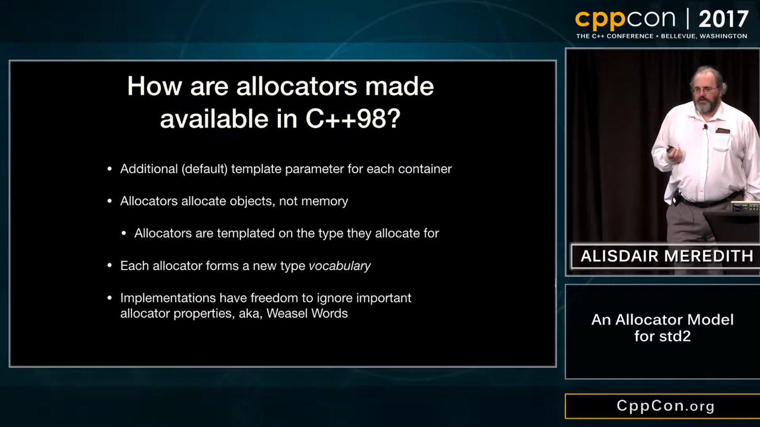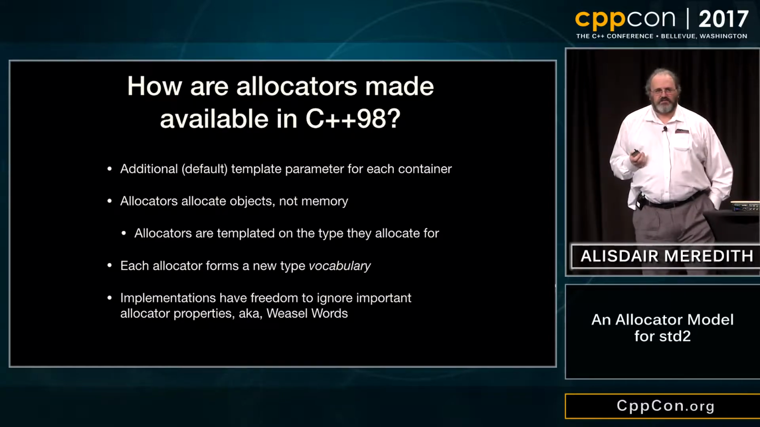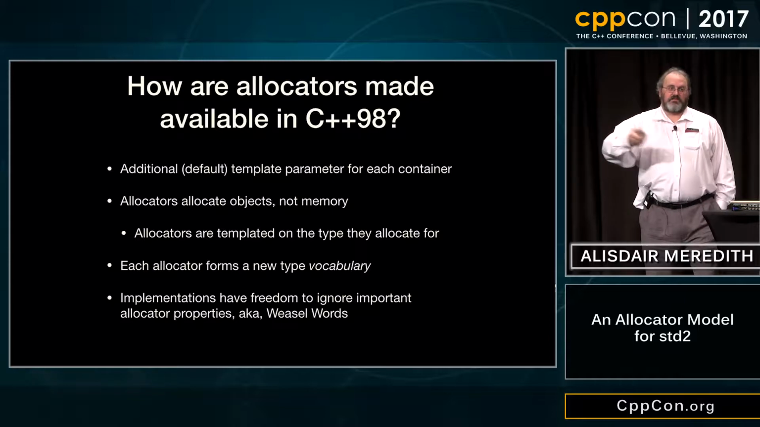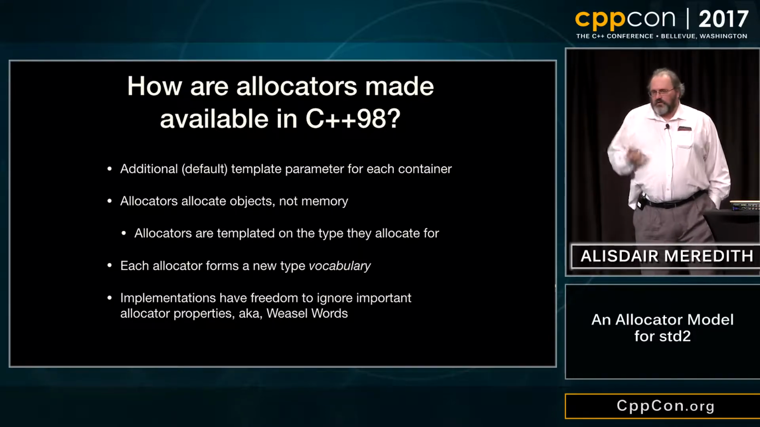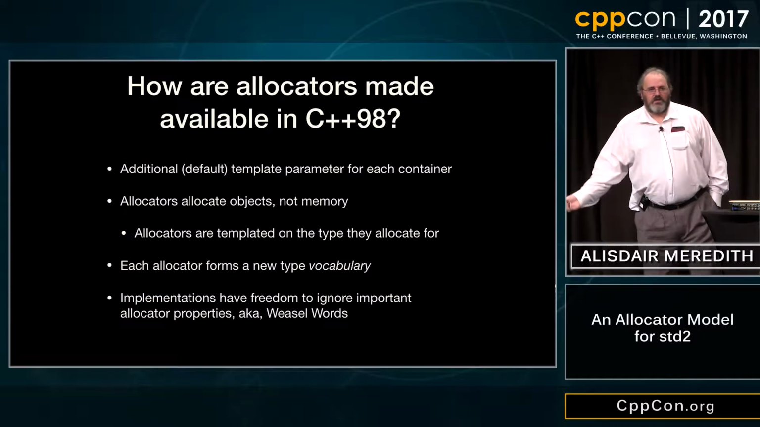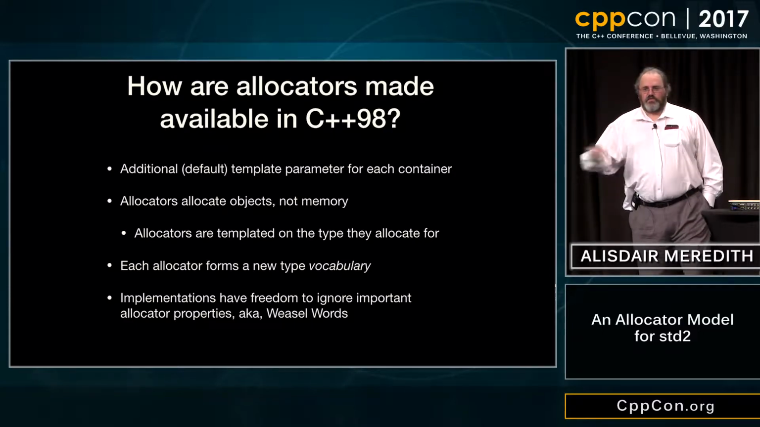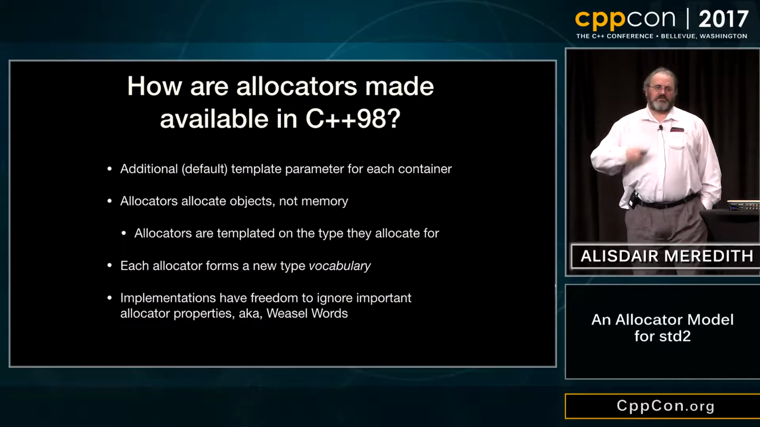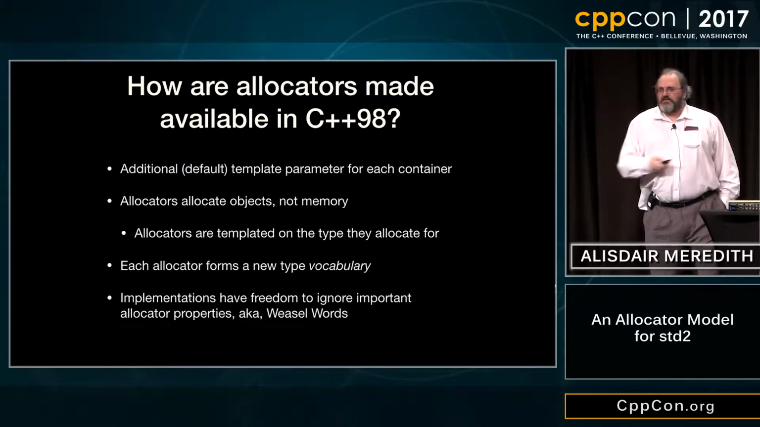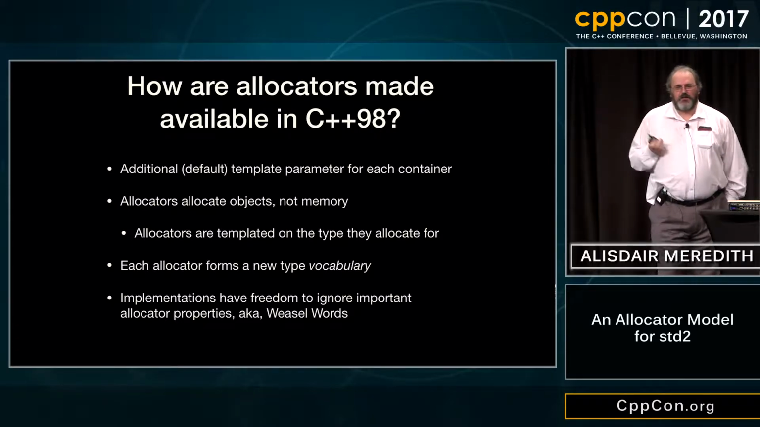The model that we came up with is that allocators are allocating memory for objects. So the allocator that you plug into your container is also going to be a template that's parameterized on the kind of object that it's going to allocate for. So for a vector of int and a vector of float, they're going to have two different allocators, because one knows how to allocate for ints and one knows how to allocate for floats. Even if they happen to be the same size, returning exactly the same amount of memory, they're different allocator types, doing different things.